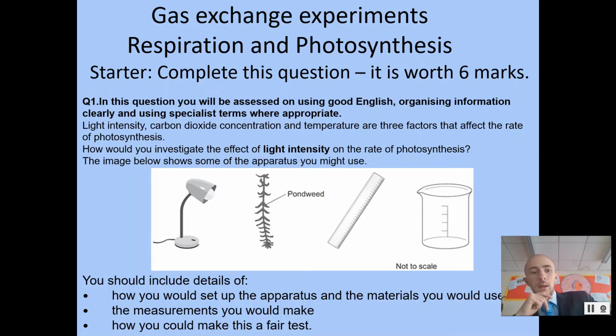Now, the starter is a 6-mark question, and it's about pondweed, how you're going to use it to investigate the effect of light intensity on the rate of photosynthesis. As I say, it's 6 marks. So in just a second, you need to pause me, read the question carefully, and write down the answer in full. Once you are done with that, unpause me and we'll go through the mark scheme together. So, please do pause me now.